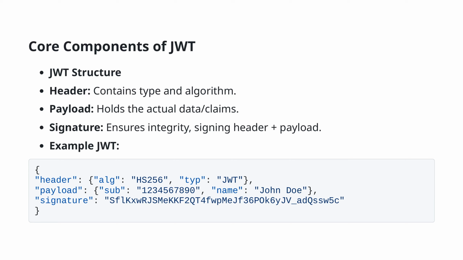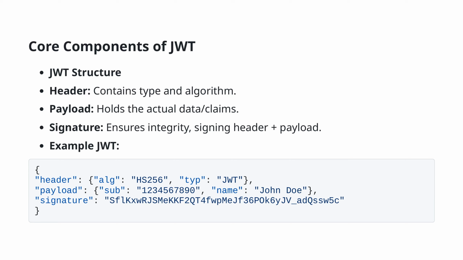Let's focus on the core components that make up a JSON Web Token, JWT. Understanding this structure is essential for managing JWTs effectively. A JWT consists of three parts: the header, payload, and signature. The header typically includes the type of token, which is JWT, and the hashing algorithm being used, such as HS256. The payload contains the actual data or claims that you wish to communicate, like user identifiers or other relevant information. In our example, the payload includes a user ID and a name.